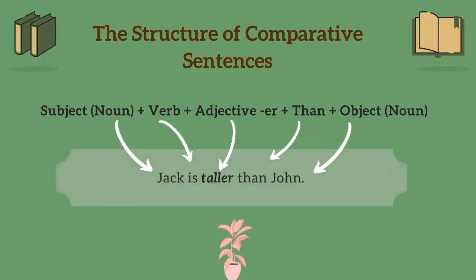Here we have the structure of comparative sentences. As usual, we start with the subject, Jack. Then the verb comes, is, and it is followed by the adjective tall with er suffix, which is taller. Finally, we add than and add the object. From this sentence, we understand that while Jack is taller, John is not that tall.